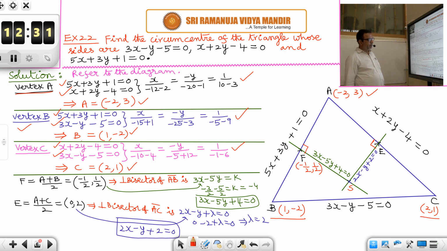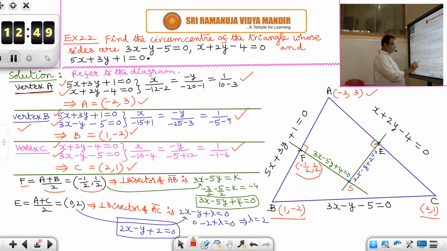So I want to find the perpendicular bisectors of the sides AB and AC. So I have to first find the midpoint of AB. Let F be the midpoint of AB. So F is equal to (A plus B) by 2. So it is minus 1 by 2, 1 by 2. I have marked it here.